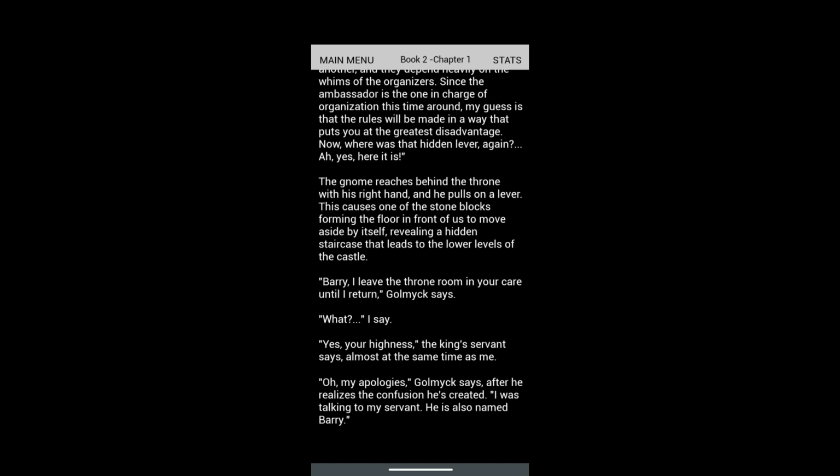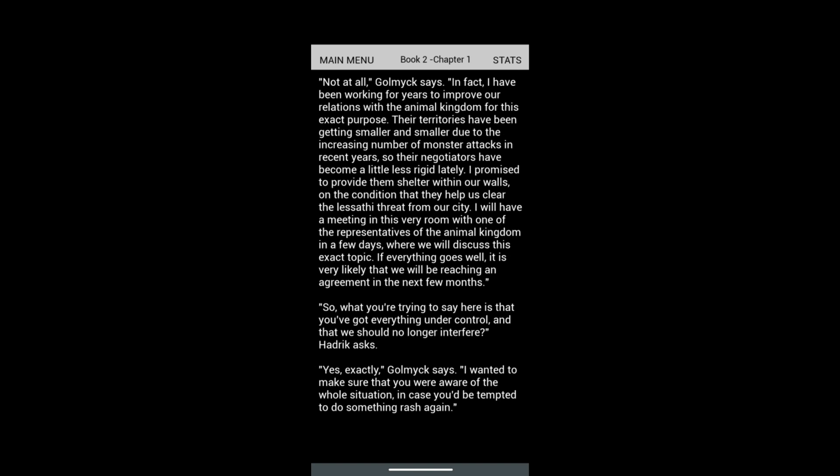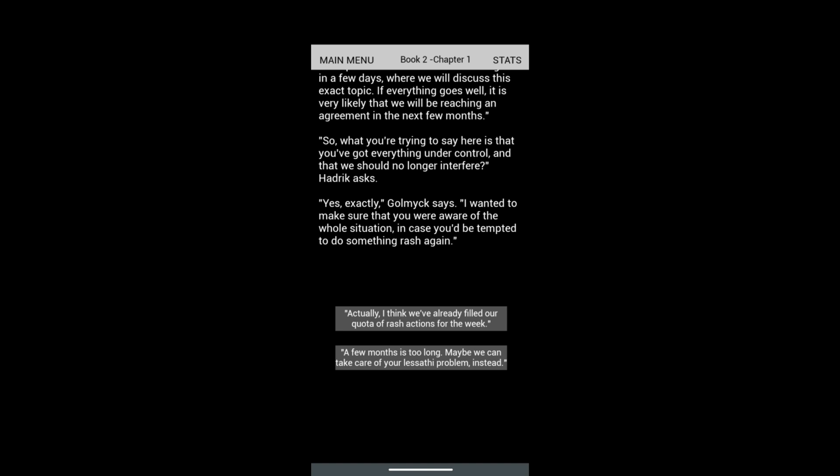Ah, yes, here it is. And this is basically we go downstairs into his secret room where no one can spy on us. This is where Golemak is trying to get rid of it as a quote-unquote Lasethi problem. And the guide says that I should agree with him to solve his Lasethi problem. So even though there's an option like stay out of it, I'm sure I chose stay out of it last time. Agree with Golemak to take care of his Lasethi problems.